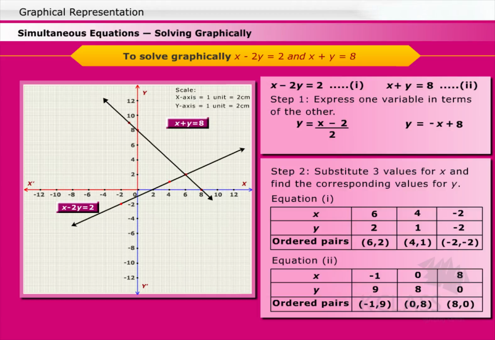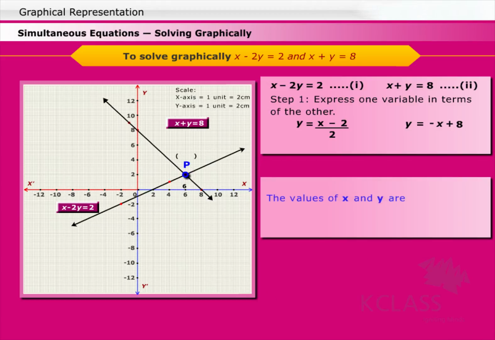The two lines of the graph are the two equations expressed graphically. They intersect at point P. The x-coordinate of P is 6 and the y-coordinate is 2. Since both the equations are satisfied by the same values of x and y, the sum has been solved correctly.